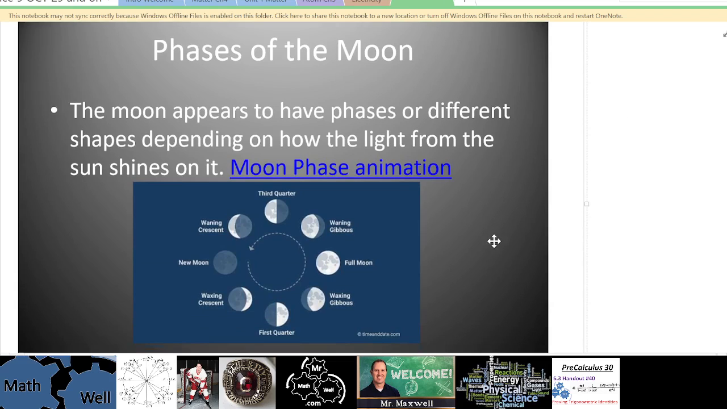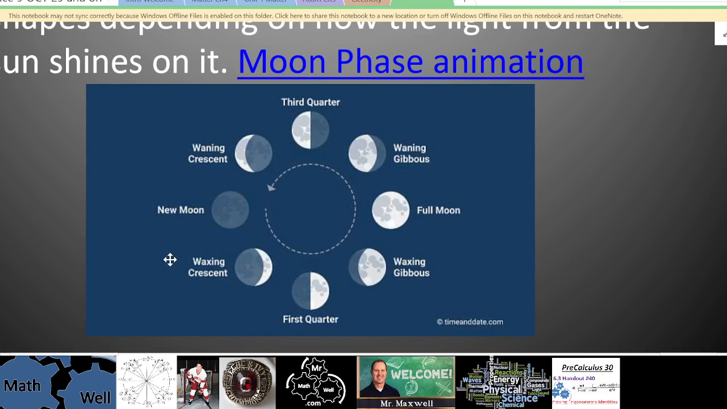The moon appears to have phases or different shapes depending on how the light from the sun shines on it. So let's take a look at this diagram here first, and then we'll do a little animation that I found that I think is pretty cool. Okay, so when we see the full face of the moon lit up with sunlight, it looks to us like a full moon. So let me just draw over here on the side. Okay, so here's the full moon, okay? Full moon. And here's the Earth.